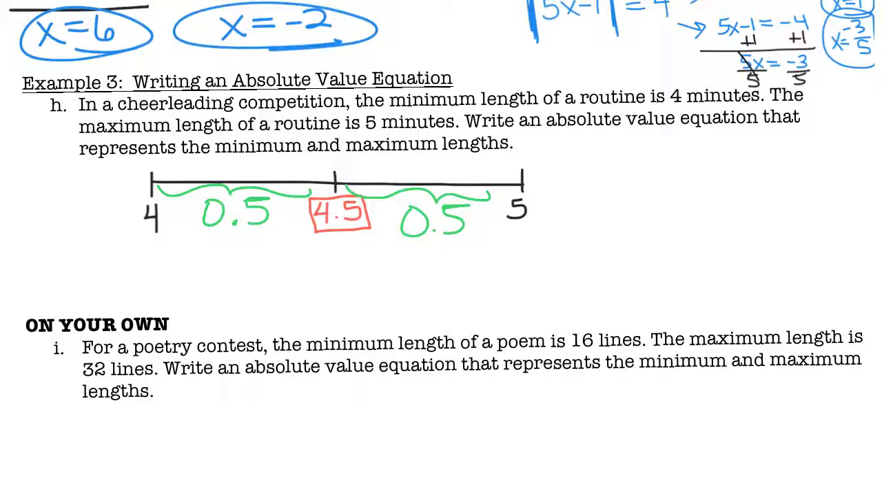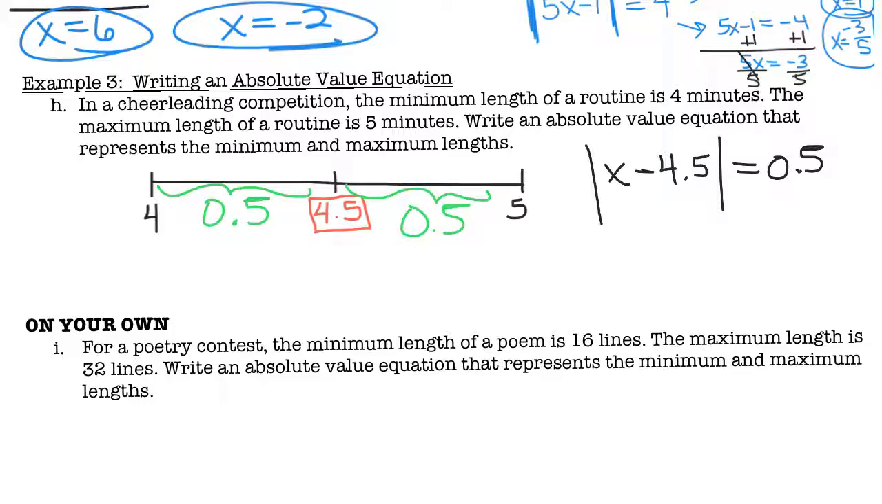Okay, so we're going to use these two numbers, the 4.5 and the half. The way that you write an equation is you would take the absolute value of x minus the midpoint, which is 4.5, close the absolute value sign, it's equal to 0.5, which comes from the distance of the midpoint in either your maximum or your minimum value.